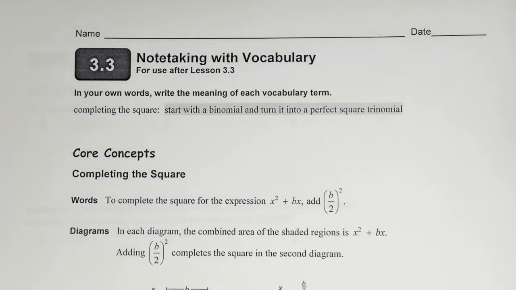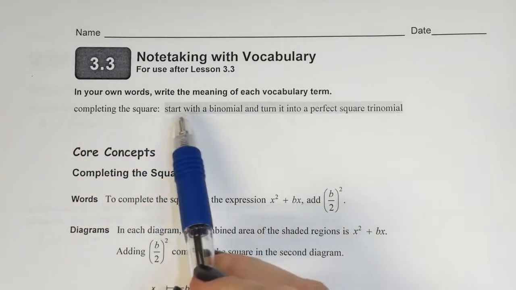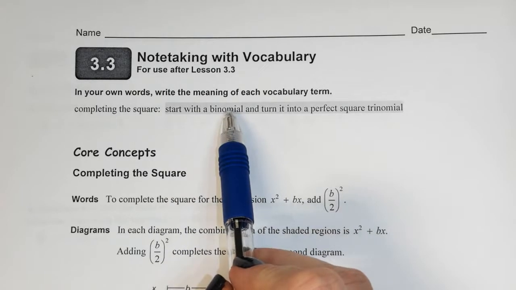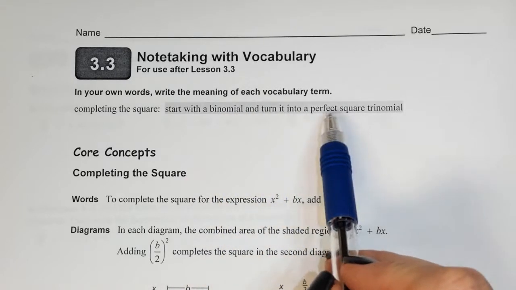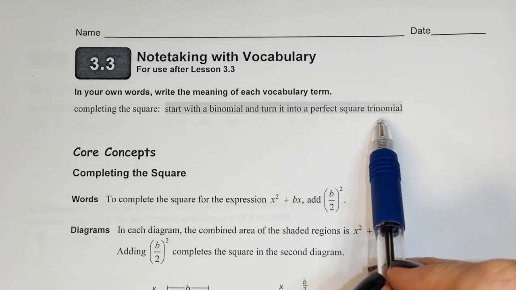All right, so we're looking at page 57, section 3.3 about completing the square. We just talked about this definition. To complete the square, we're starting with the binomial. What does binomial mean? We have how many terms? 2 terms. And we're going to turn it into a perfect square trinomial. What's a trinomial? 3 terms.